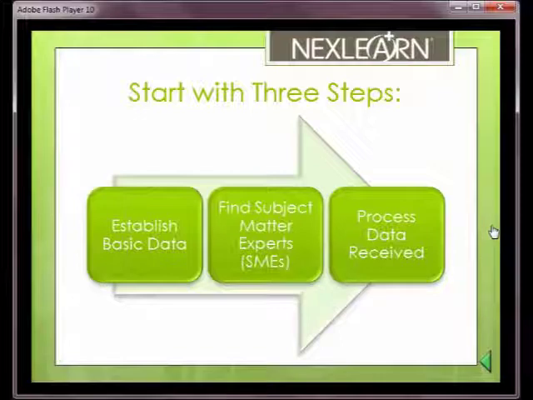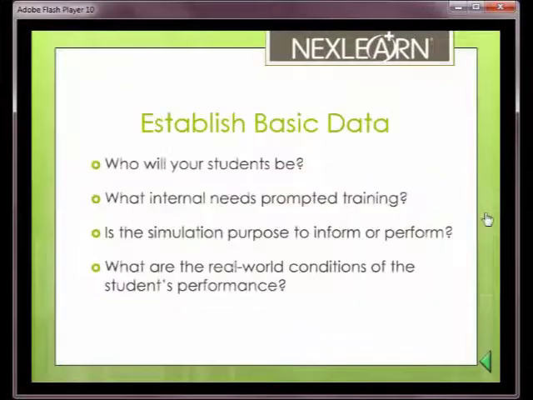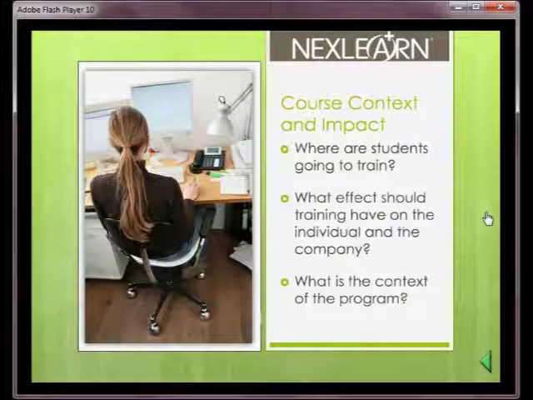So when you first begin to start with the knowledge engineering process, you're going to start with 3 steps: establishing the basic data, finding your SMEs, your subject matter experts, and then processing all the data you receive to synthesize into your course. This is an example of some basic data questions. Kind of went over a couple of these before. Real-world conditions of your experience. Other examples might be how many people are taking the course, what sort of platform. Is it going to be a combination of in-person training? All good examples of establishing some of the basic data of the course.